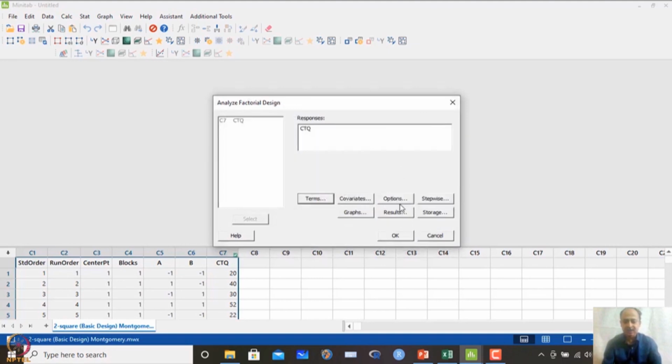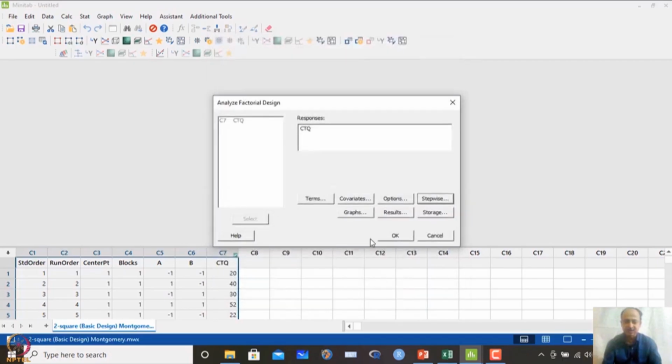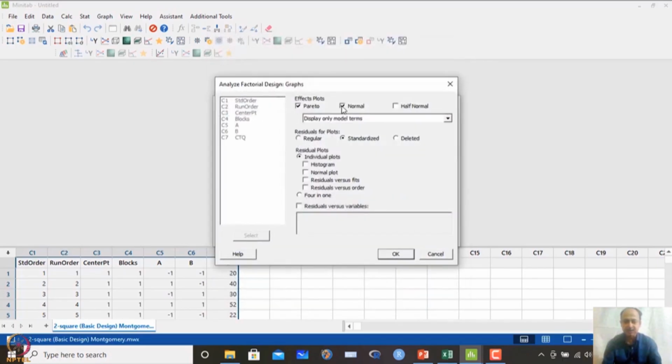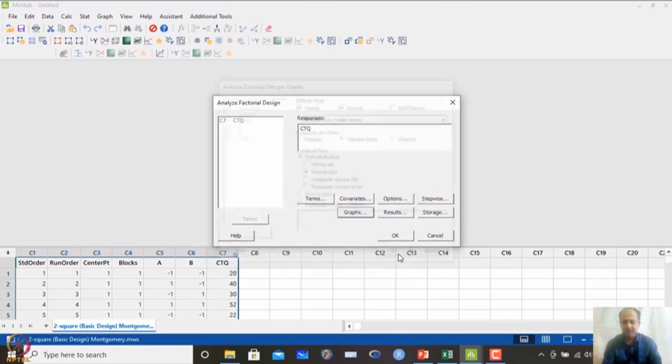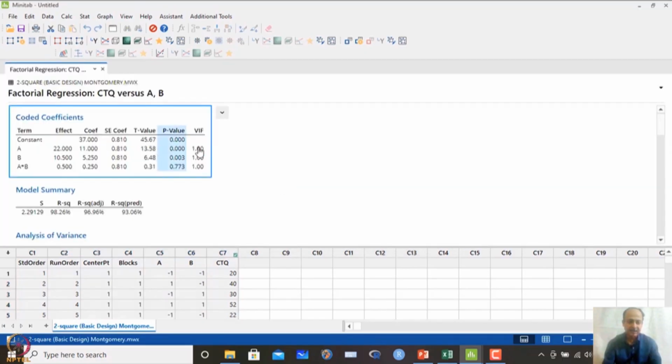Covariates are not there, and for the other options, stepwise regression we have not done anything over here, so everything remains the same. For graphical plots, the normal plot and Pareto plot, these two plots we want to see, and the standardized residual normal plot of residuals we can see. Storage is not required at this moment, so we can store it afterwards when the final model is developed. So, I click OK, and you will get the ANOVA analysis.